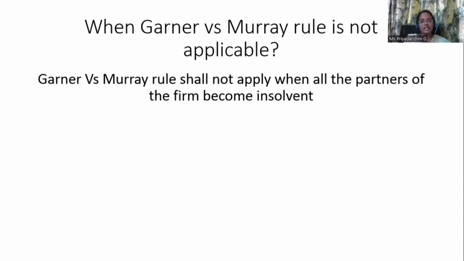Let's see when this rule is not applicable. This rule is applicable wherever there is insolvency of a partner in a partnership firm that is going for dissolution. But it is not applicable where all the partners of the firm are insolvent. So Garner versus Murray rule shall not apply when all the partners of the firm become insolvent.